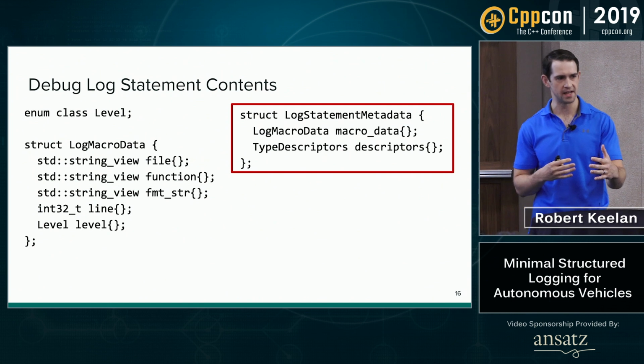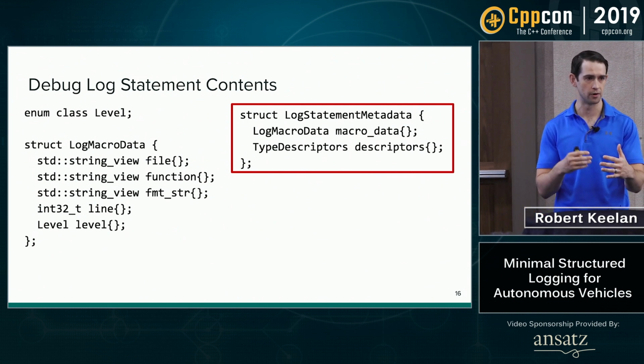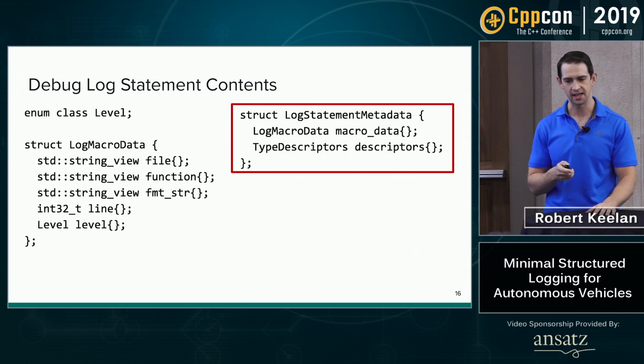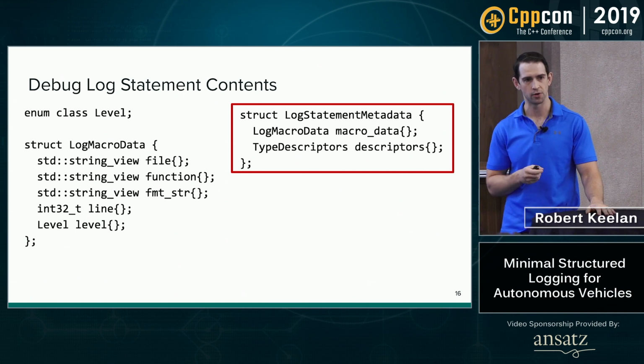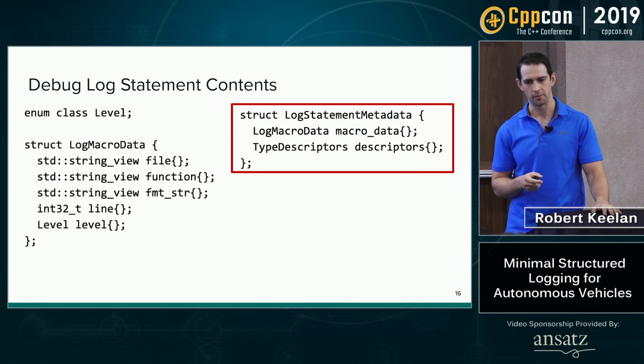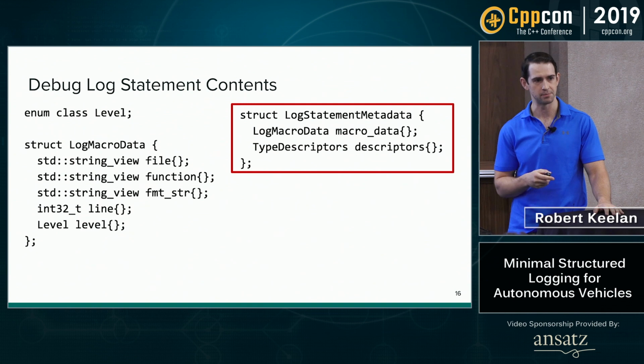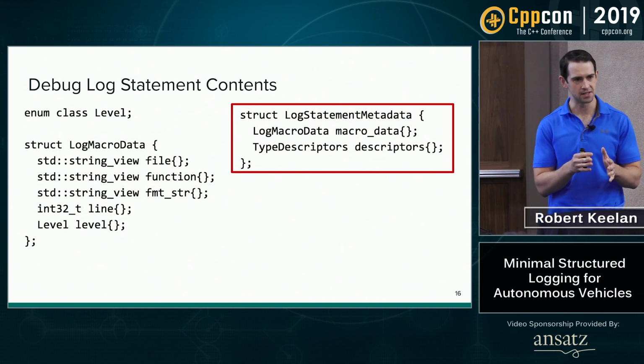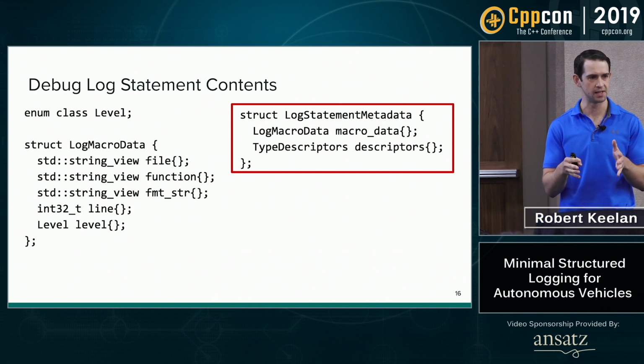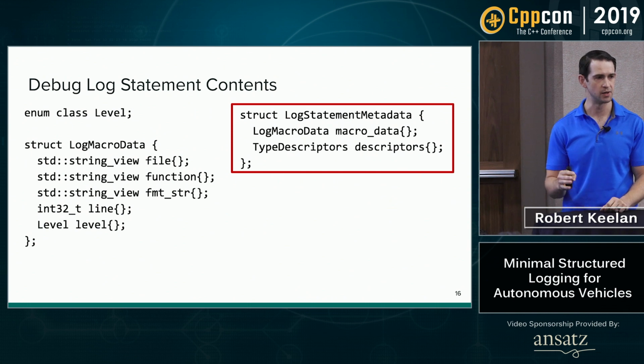And this is the full metadata that we're going to keep, that we're going to store or point to in our linked list. And it basically has all of the same information that log macro data does, plus some additional information, what I'll call type descriptors. And that's basically a way of encoding what types we're sticking in our format string. And I'll explain why that's important later.